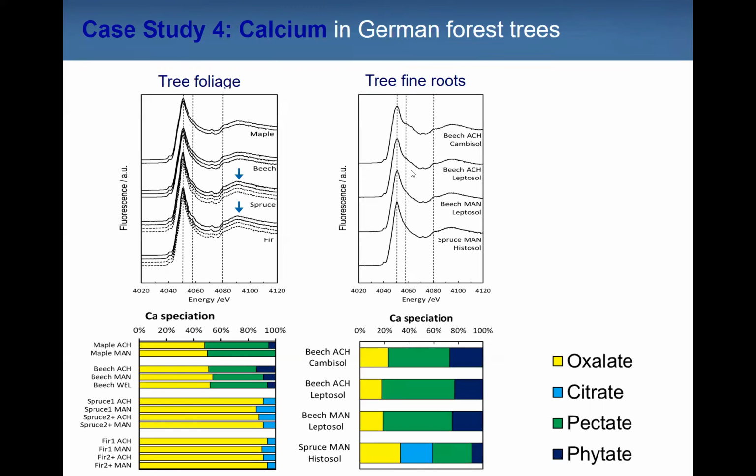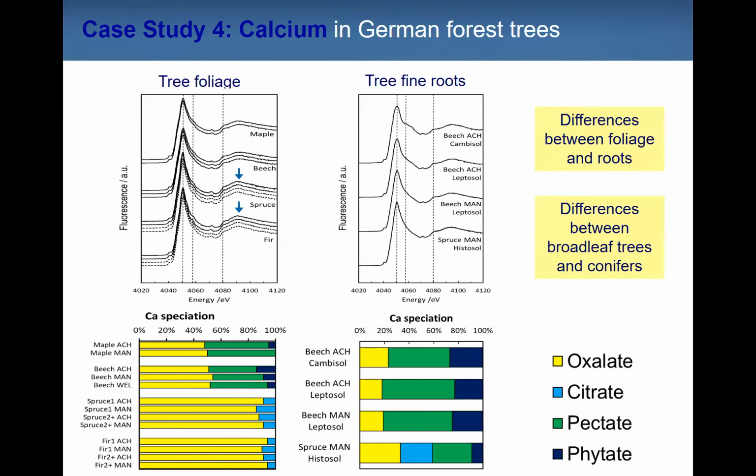And also the fine roots of the different tree species are slightly different for broadleaf and conifers, but in a different way. Obviously, we have citrate present in the conifer, but not in the three beech trees. If this is just coincidence or not, I don't know at the moment, but at least there were some different patterns.